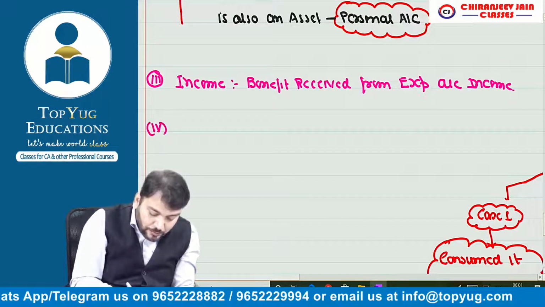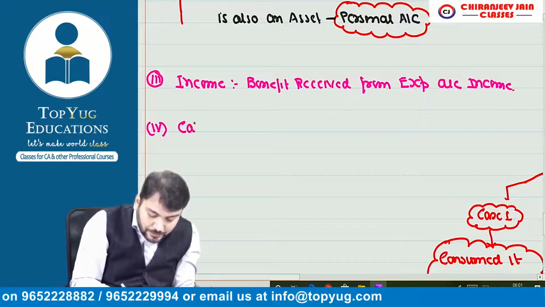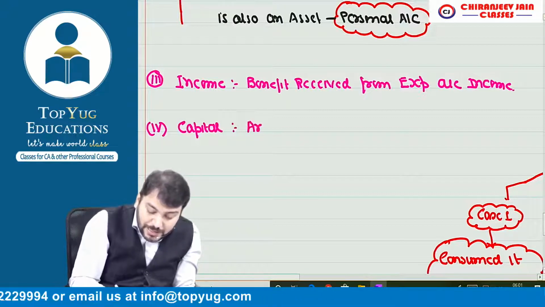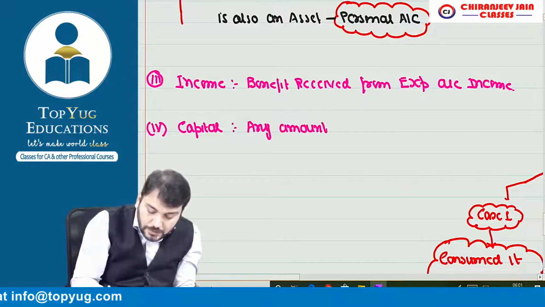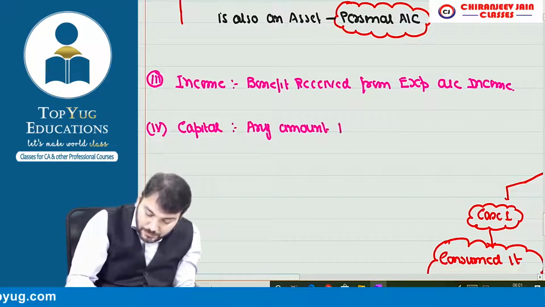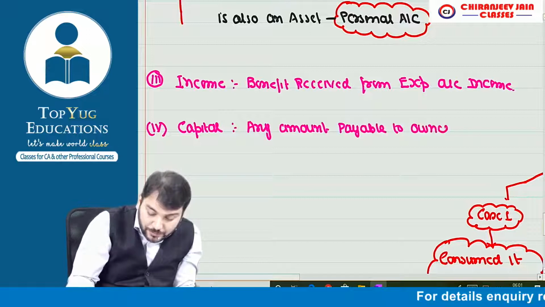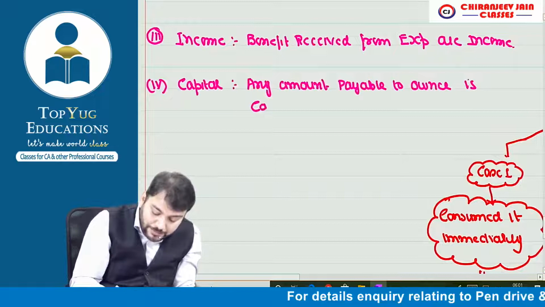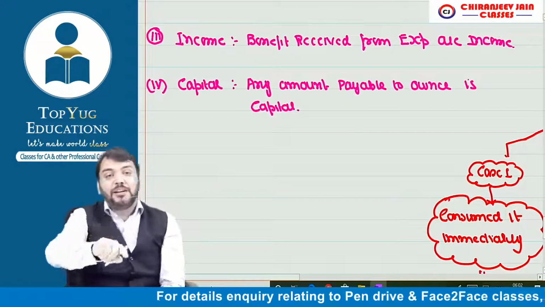Point number 4. Capital. So can I say any amount payable to the owner is what? Capital. Any amount payable to the owner is capital.